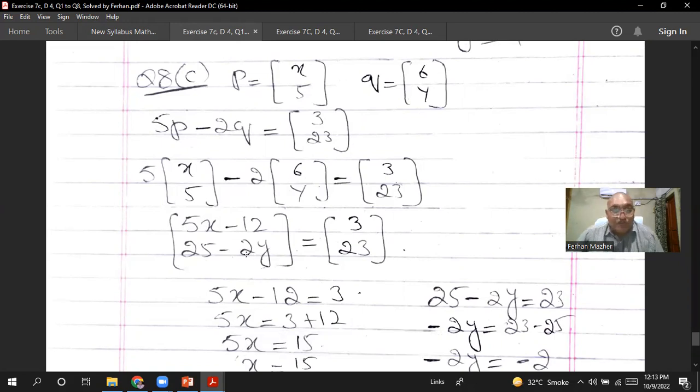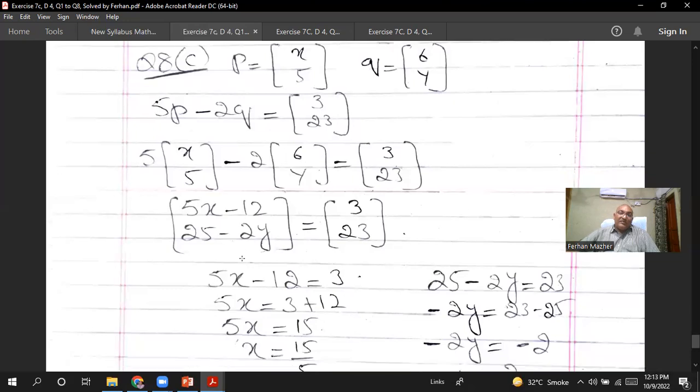So 5x minus 12 is equal to 3. Compare the upstairs with the upstairs. So 5x will be equal to 3 plus 12, so 5x will be equal to 15. So x will be equal to 15 divided by 5, and x will be equal to 3.